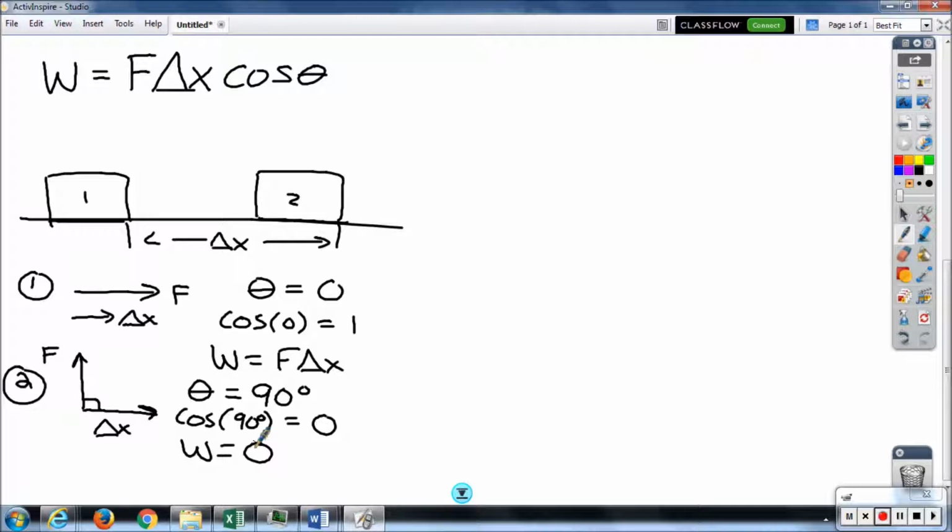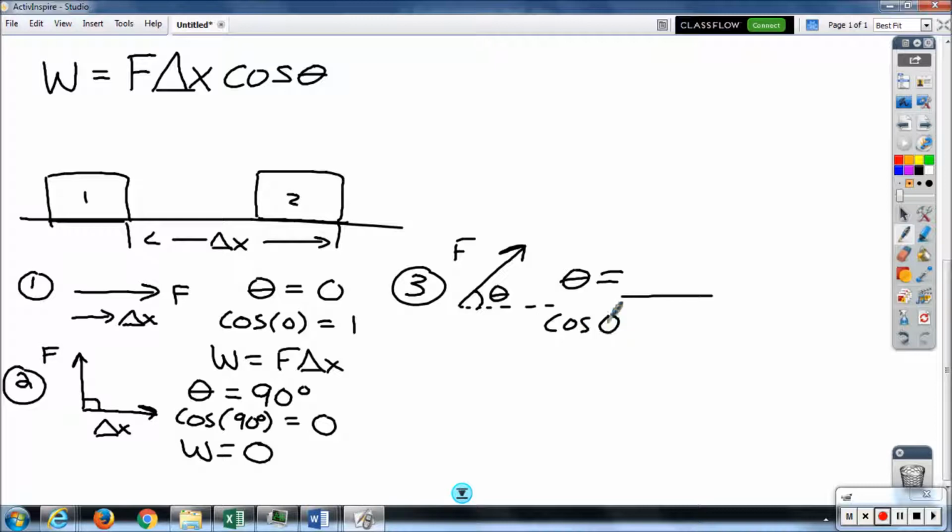The third case is if I take the box at position 1 and I apply a force up at an angle. And usually that angle is measured from the horizontal. And I can give you any angle here, and so you'd have to be able to calculate what that angle would be in the cosine function, and so the work would be F times delta x times the cosine of that angle.